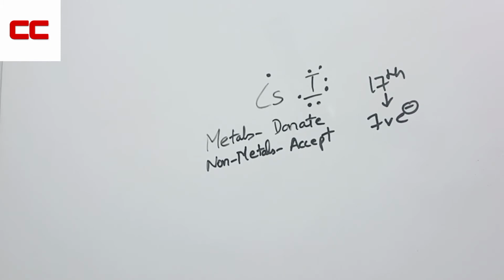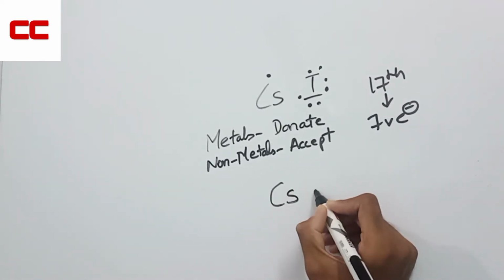And cesium is really from the first group only, and it has only one valence electron. So definitely, since it is a metal, it tends to lose that electron. That means cesium is donating.